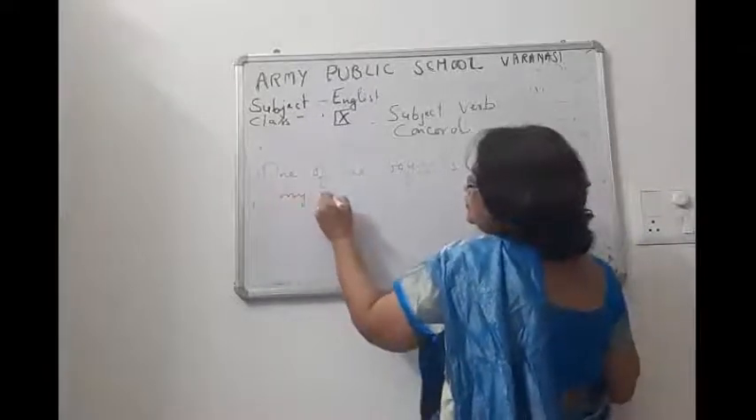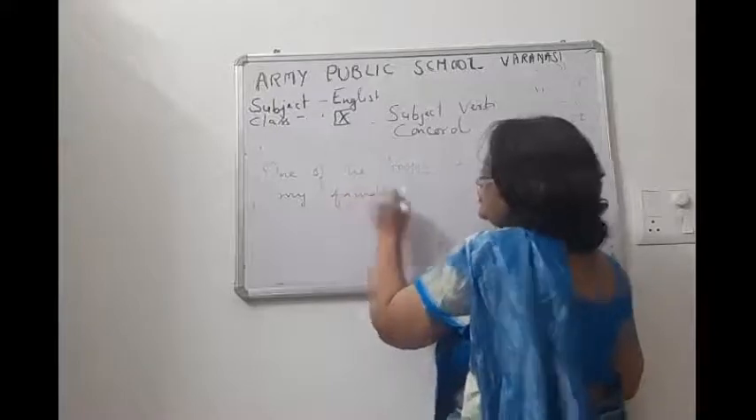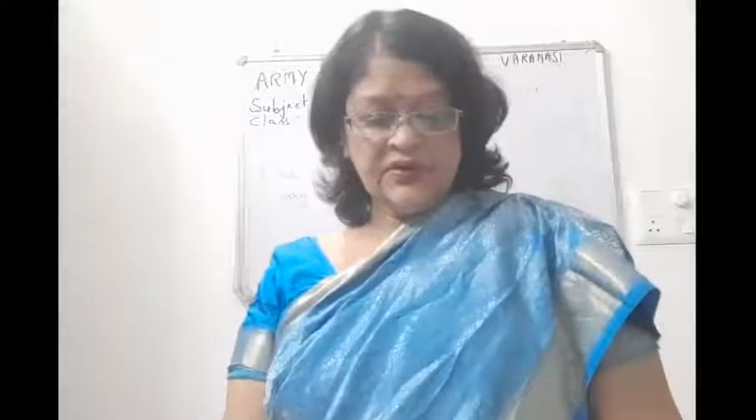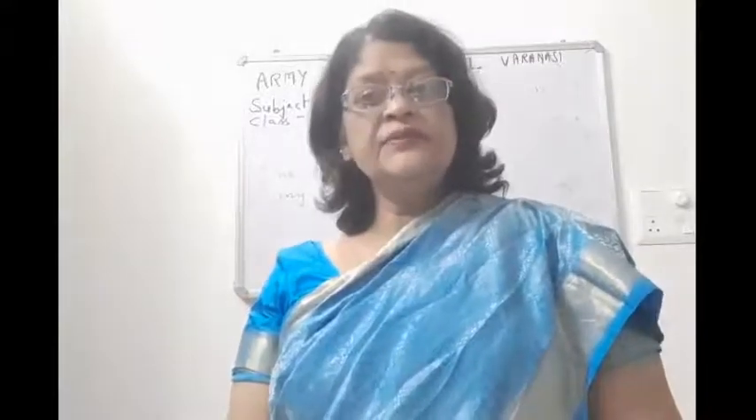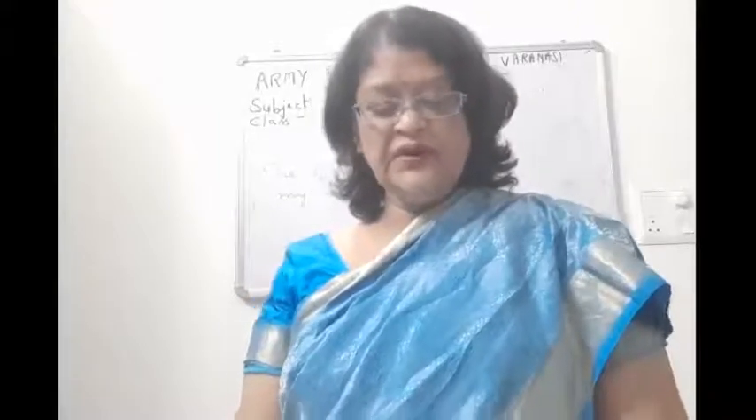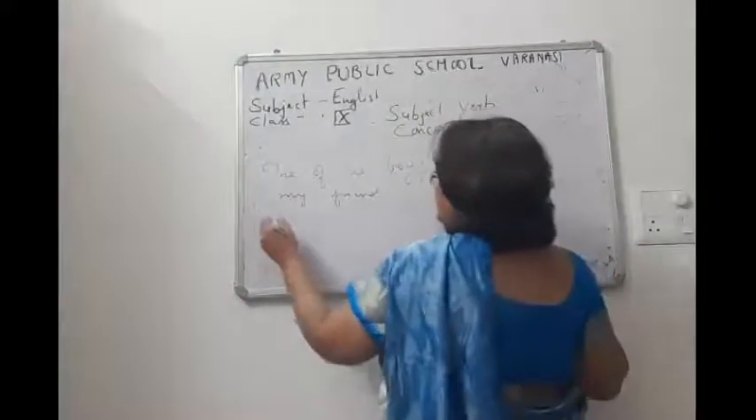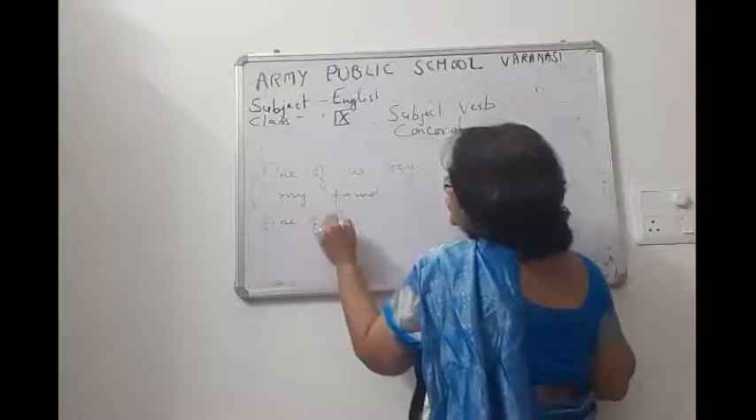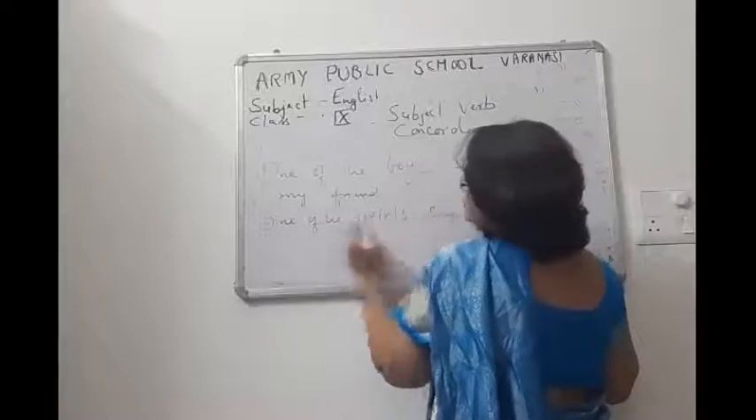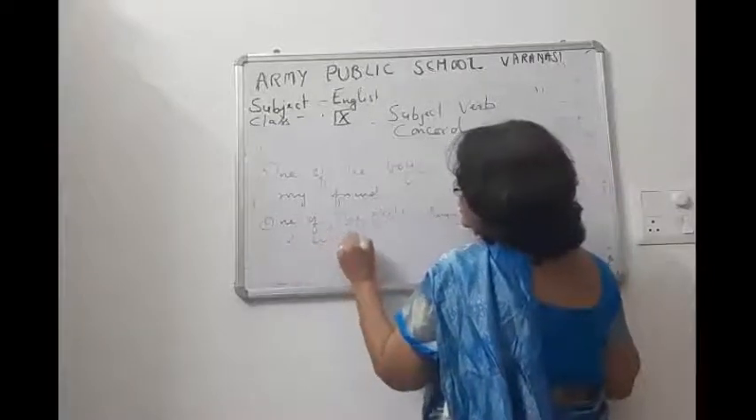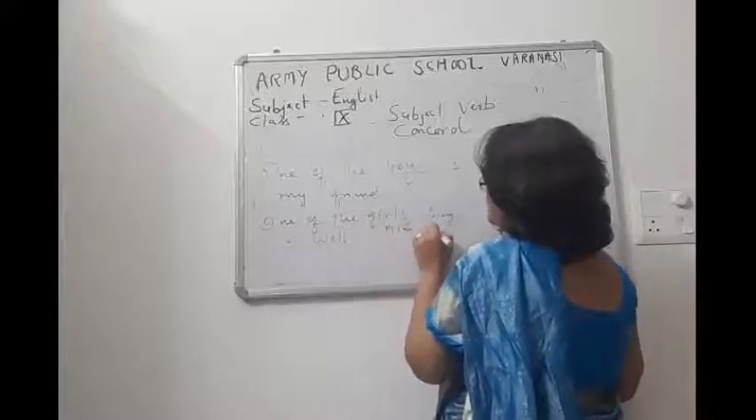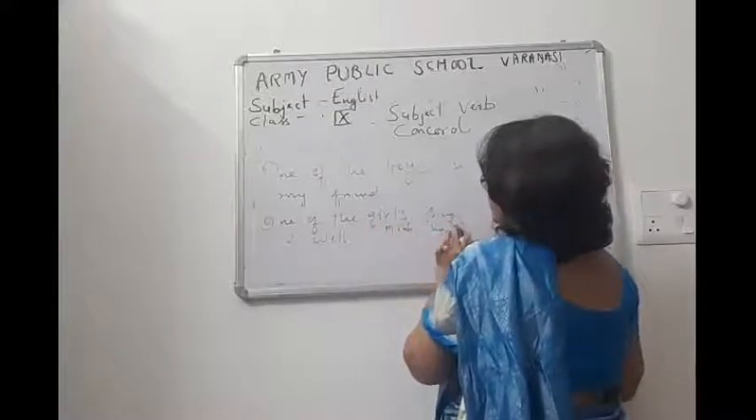One of the boys is my friend. Now children, if there is a phrase which starts with one and it is followed by a plural, then the verb will always be singular. Okay, one of the girls sings very well. Girls is plural, and sings is a singular verb.